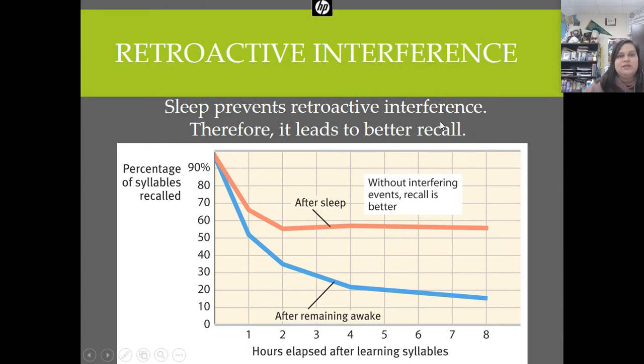How do you stop this? You're learning new information all the time. Turns out sleep prevents retroactive interference and it leads to better recall. So when you're getting plenty of sleep, you tend not to forget the old stuff. So it shows here after sleep without interfering events, recall is better. But if you try to stay awake for too long, then you're not going to remember the old stuff as well.